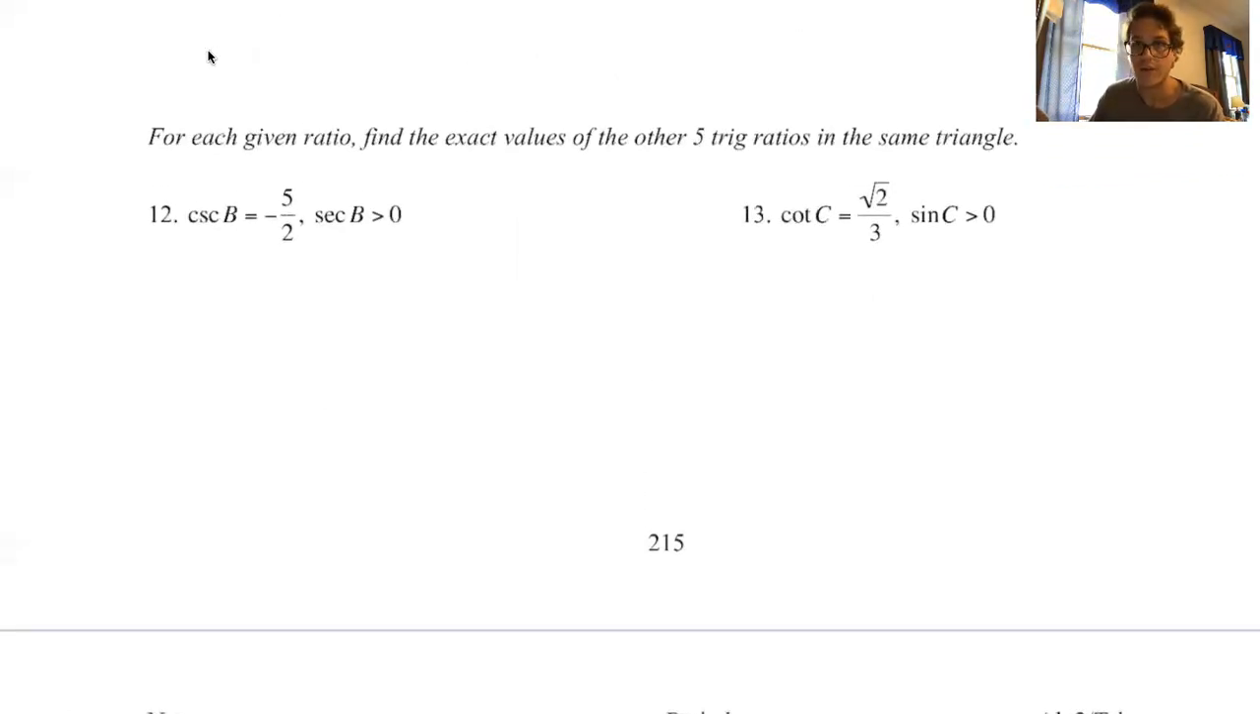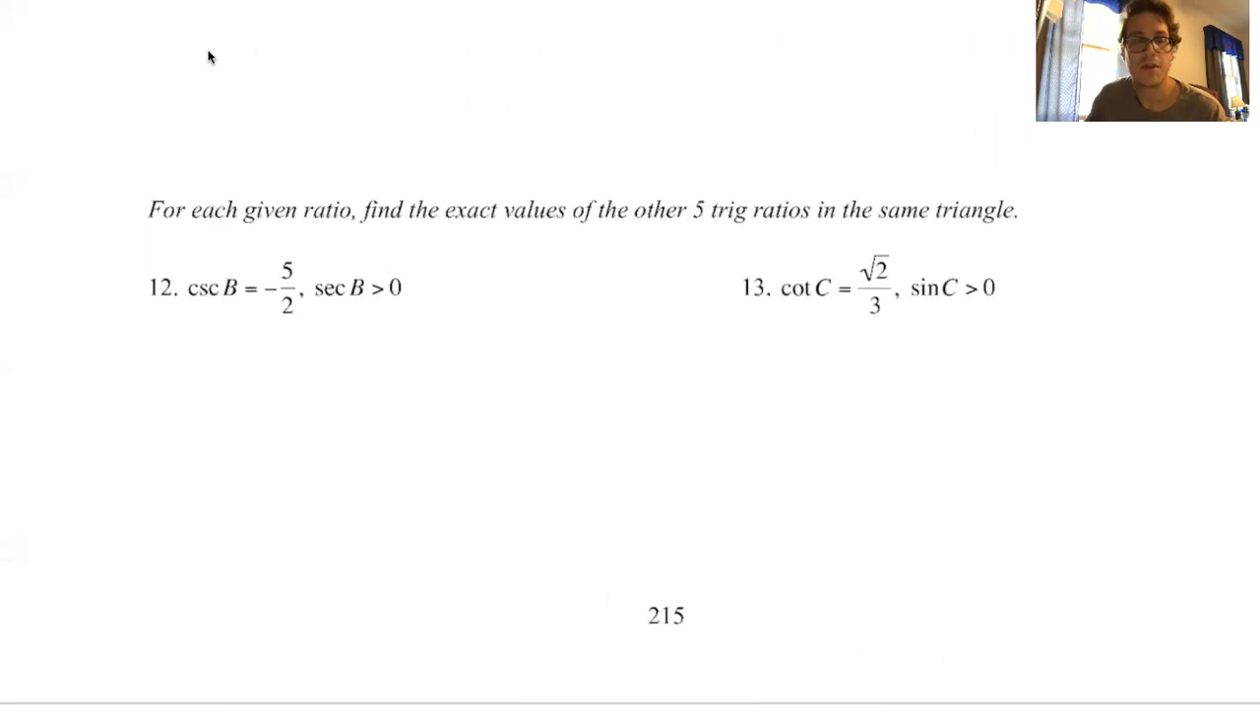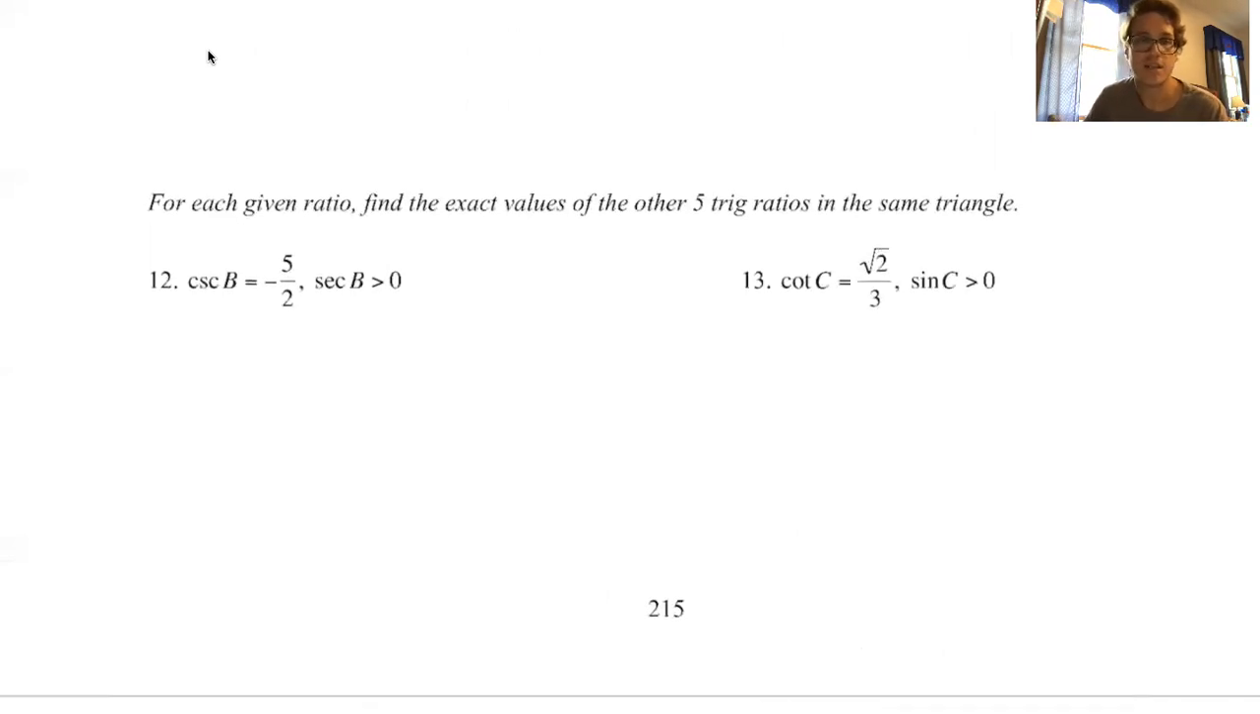I just want to give you all the examples here. So sorry about that, but let's take a look at something like number 12. It says, for each of these given ratios, find the exact values of the other 5 trig ratios in the same triangle here. When it says exact values, that also means we want to get whether it's positive or negative, right?